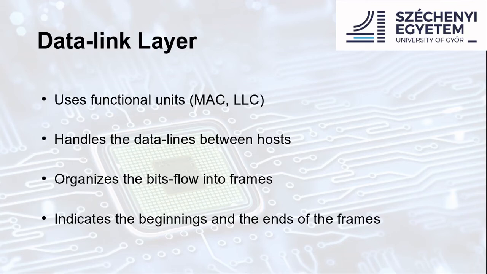The data link layer uses some functional units such as media access control and link layer control unit. This layer handles data lines between hosts and arranges bits into frames. As a matter of fact, the start and the end of frames have to be indicated by this layer as well.